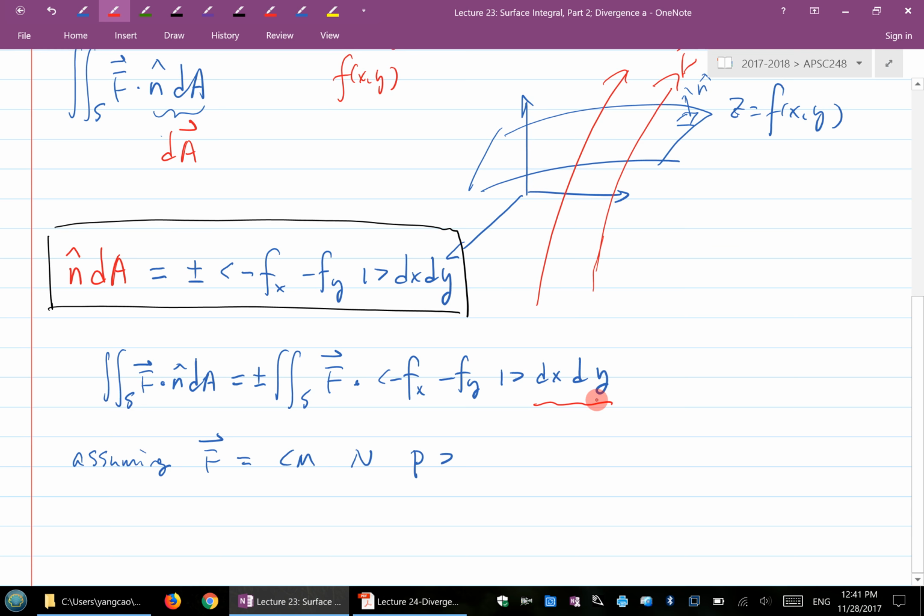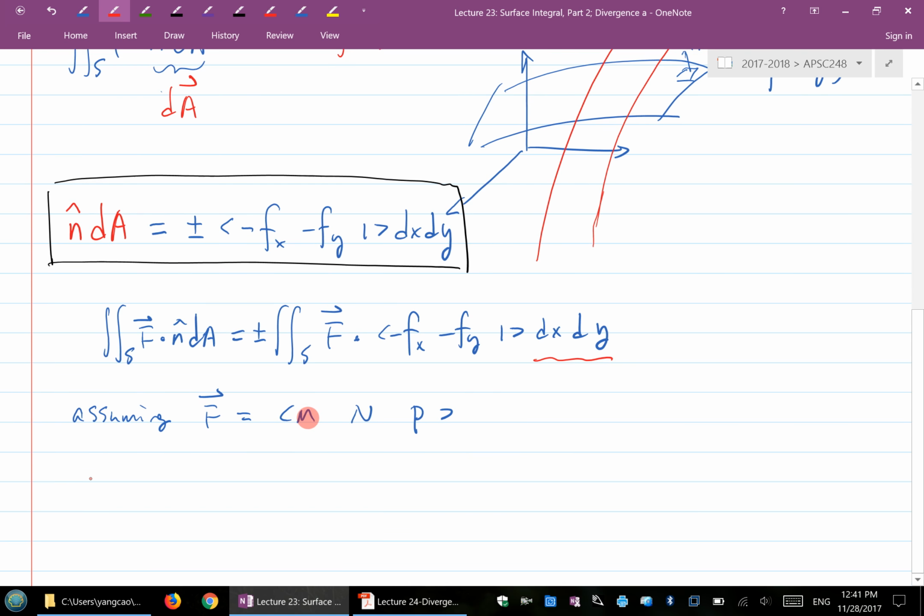so the z is not in the picture anymore, right? So basically, you will have to focus on x and y, but if you imagine this m is a function of x, y, z, n could be a function of x, y, z, and p could also be a function of x, y, z, right? Okay. So what do we do with the z then?